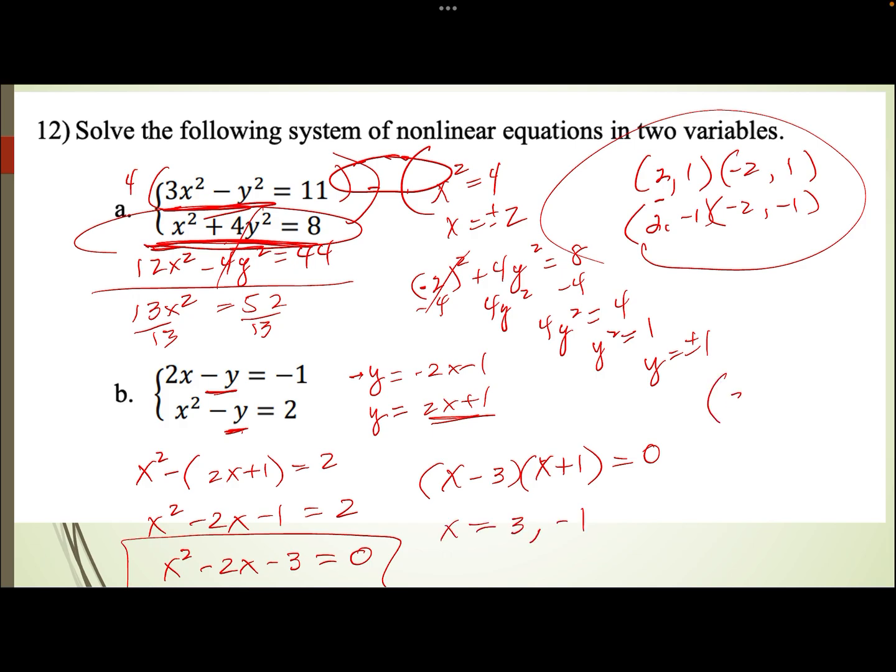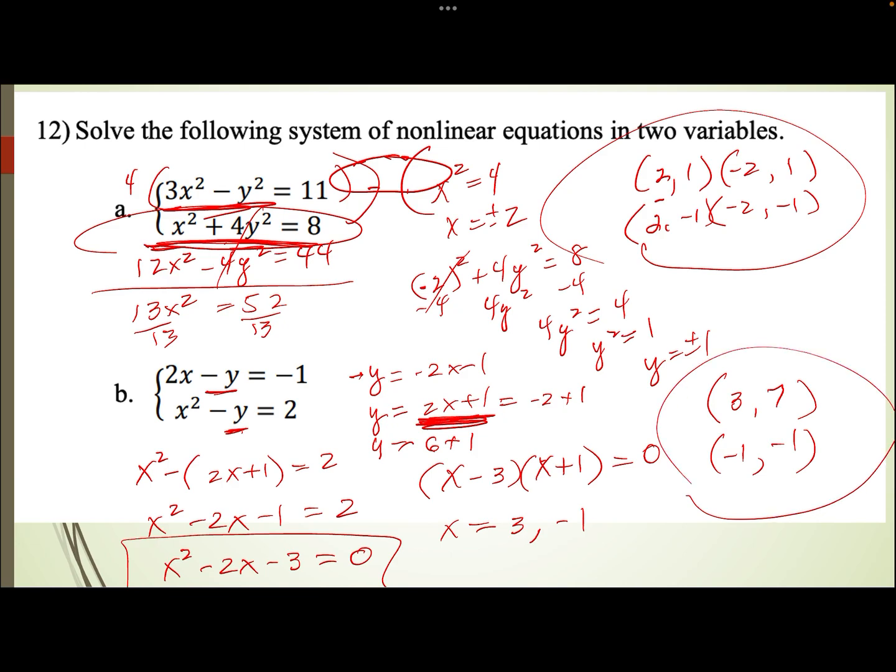Remember, I need to write it as 2 different answers. So I already solved for y here. So if x is 3, then y is 6 plus 1, or 7. If x is negative 1, it's negative 2 plus 1. And so don't forget to write all of the answers. You're not just going to have one answer on most of these. Okay?